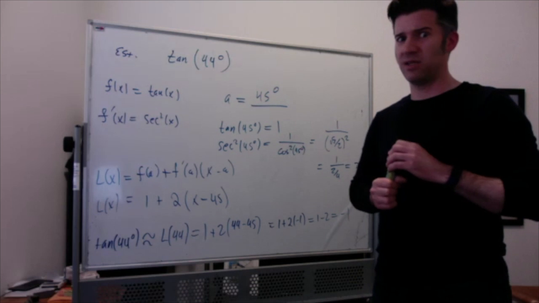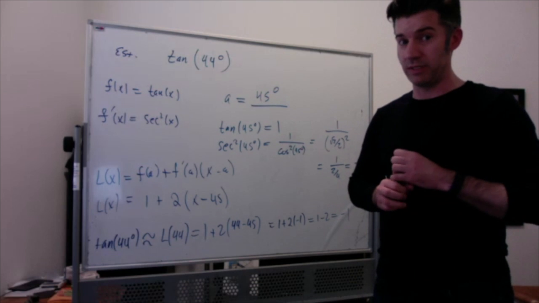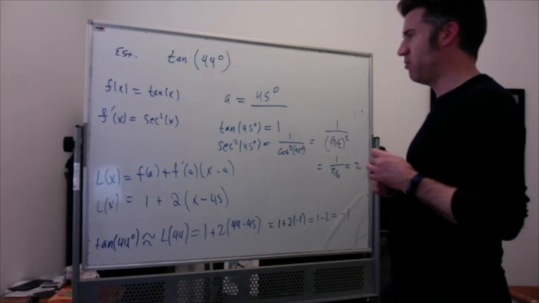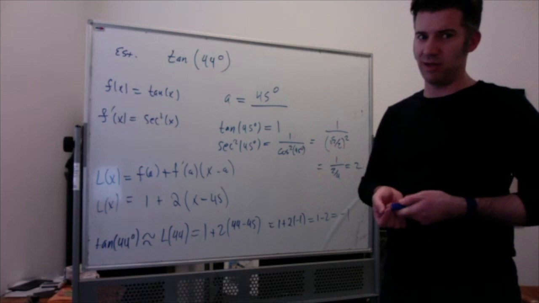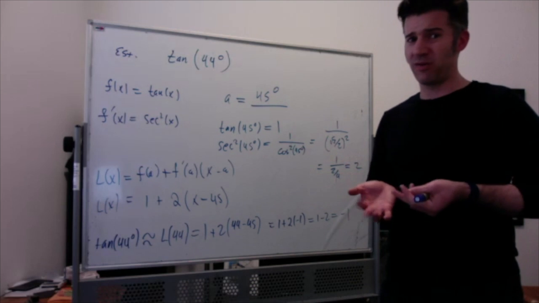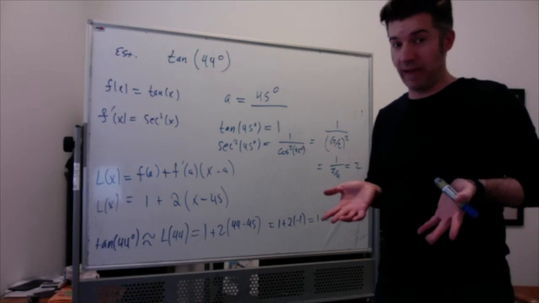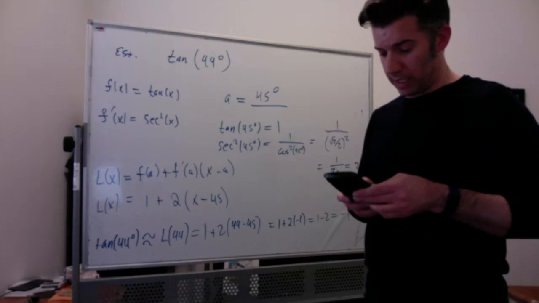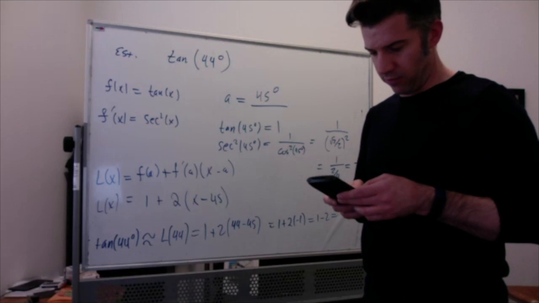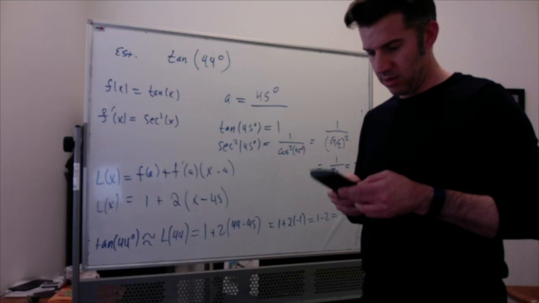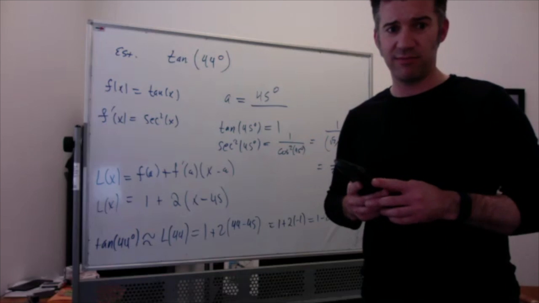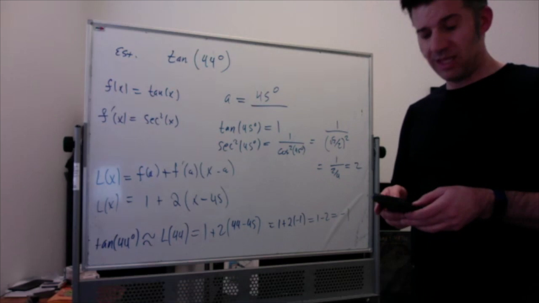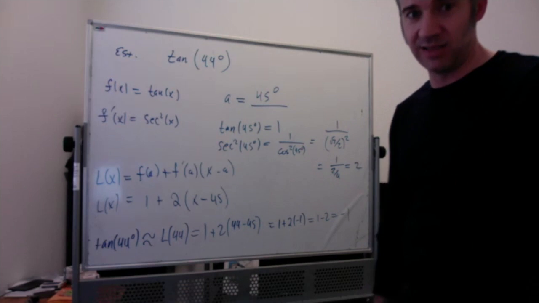Tangent of 44 degrees, well, 44 degrees is in the first quadrant. Tangent is positive in the first quadrant. And moreover, the bigger issue here is that tangent of 44 degrees should be pretty close to tangent of 45 degrees, right? If we use a calculator in degrees, tangent of 44 degrees is about 0.965. Definitely not negative 1. The issue here is an issue of radians and degrees.